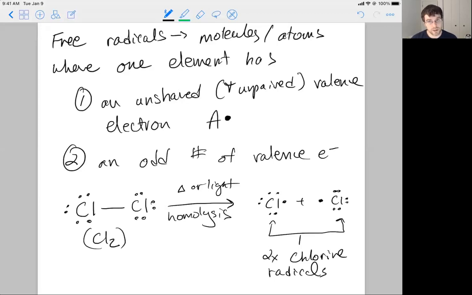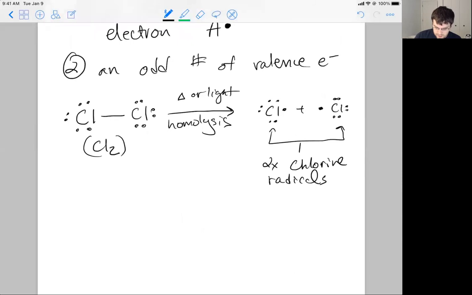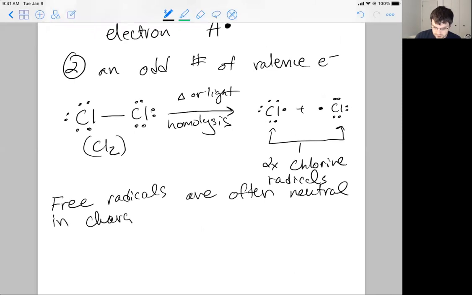Now, what I want to note about the chlorine situation is that the elements in this case are actually neutral. So unlike with heterolysis, where we form two charged species, free radicals are often neutral in charge. That is to say, you oftentimes don't have a charge. And so for the most part, I mean, you can introduce radical cations and radical anions. You can have those, but they're actually formed by different processes. So homolysis gives rise to neutral elements.